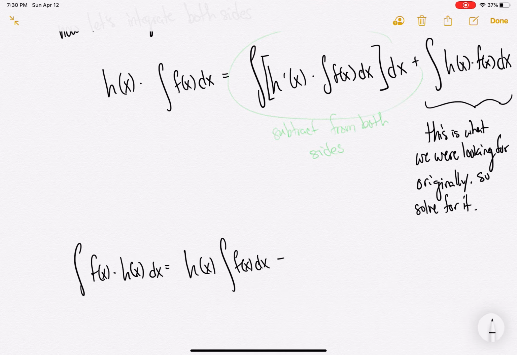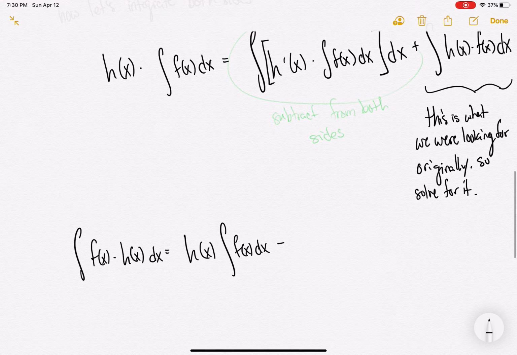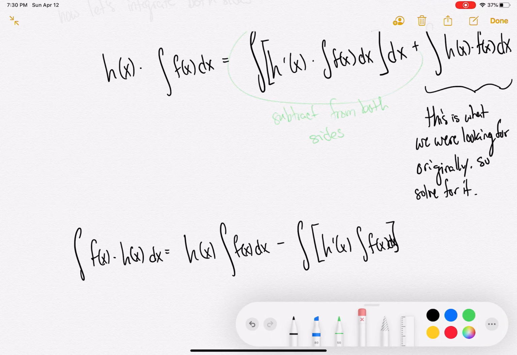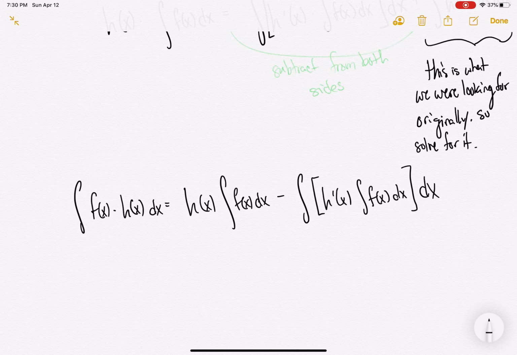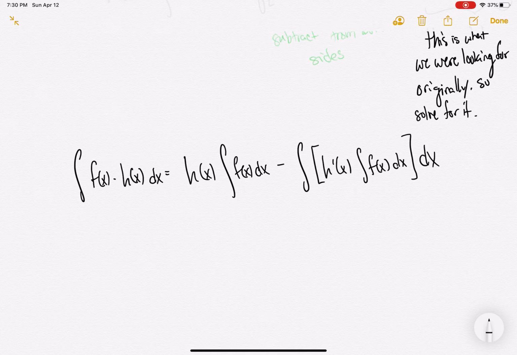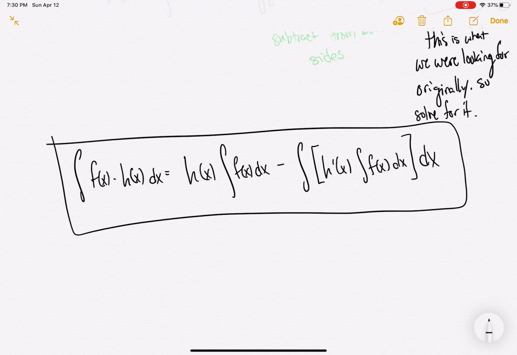So it equals h of x times the integral of f of x dx minus the integral of h prime of x times the integral of f of x dx. There's really a dx there, I don't want to get too crazy about that. So you get this weird version of integration by parts, but we have a better version.